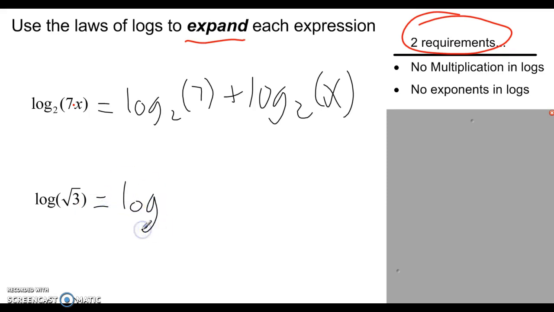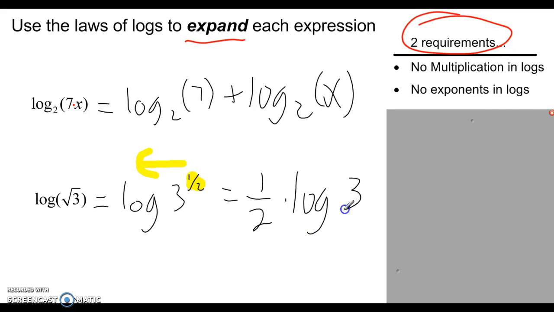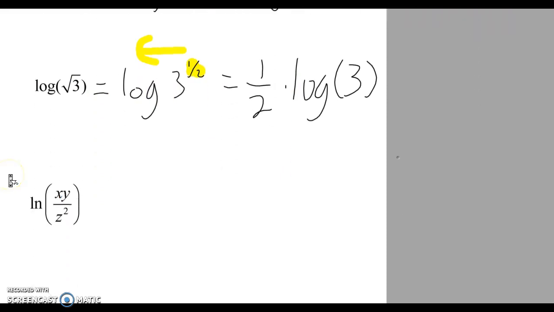So you would write log of 3 to the 1/2 power. And then see that is really an exponent there, so we can move that down. So this is going to be 1/2 times log base 10 of 3. And that's okay because there's no exponents or multiplication inside of the logarithms.